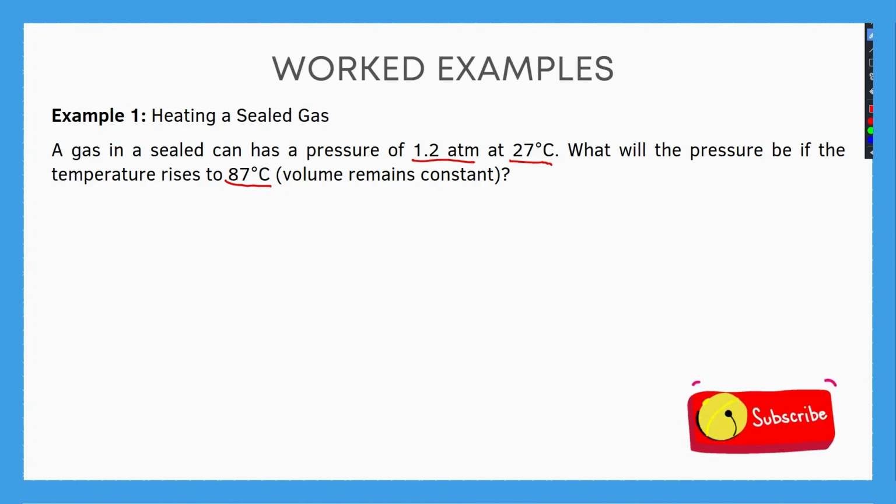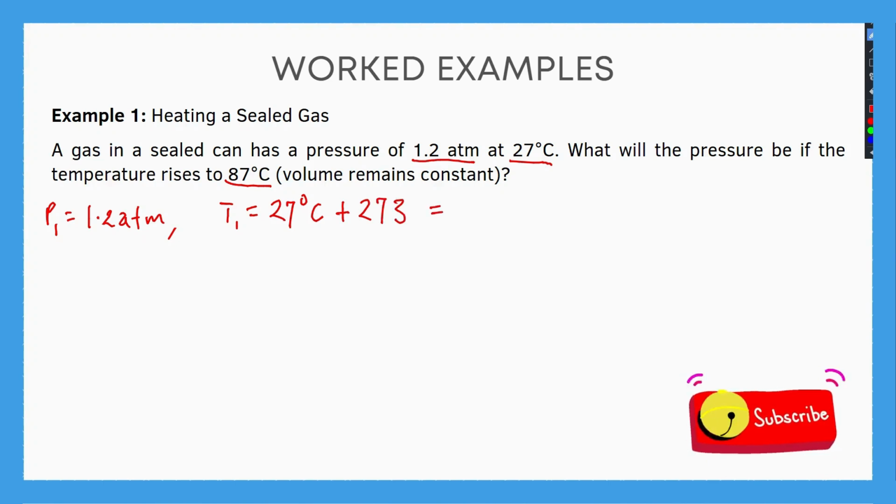First things first, a gas in a sealed can has a pressure of 1.2 atmospheres. So we have P1 being equal to 1.2 atm. The next thing they said is that it has a temperature of 27 degrees Celsius. So T1, which is initial temperature, is equal to 27 degrees Celsius. 27 degrees Celsius needs to be converted to Kelvin. And to do that, we simply add 273. When we add 273 to 27, that gives us 300 Kelvin.